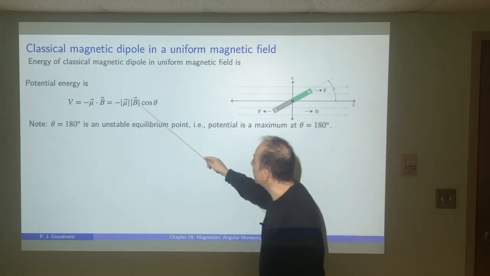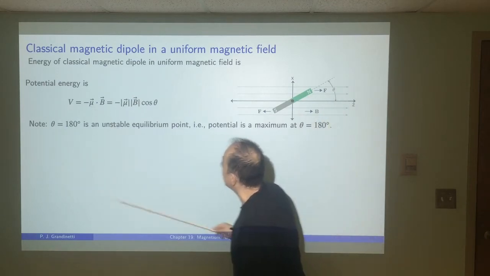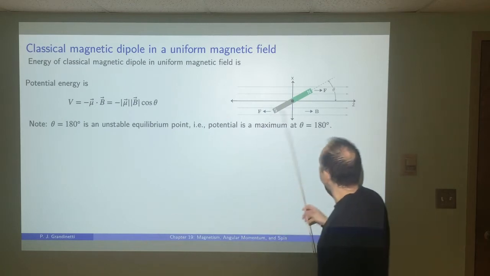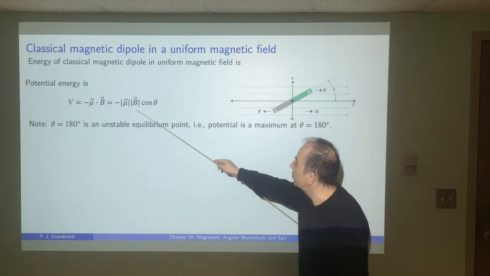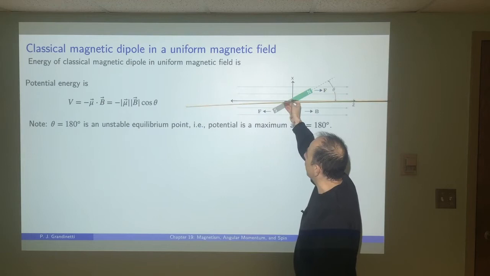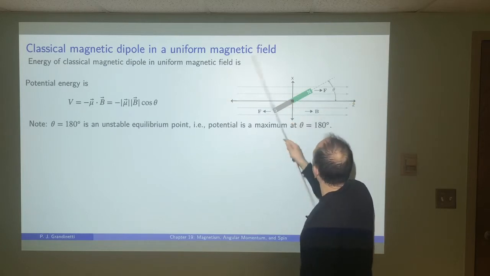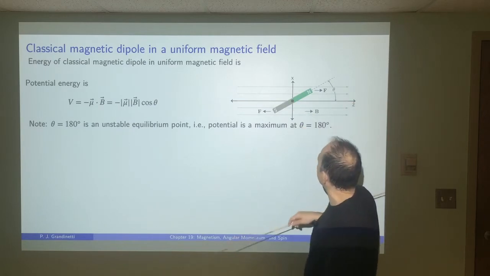Now, the potential energy for this dipole moment vector in the field is given by minus mu dot B, where mu and B are vector quantities. And you can see if I expand that out in terms of the magnitude of the two vectors and the cosine term, that when theta is equal to 0, we have the lowest potential energy, which is a stable point. But when theta is equal to 180 degrees, we have a maximum, so the derivative of the potential is equal to 0, but that's an unstable equilibrium point because that's a maximum there.